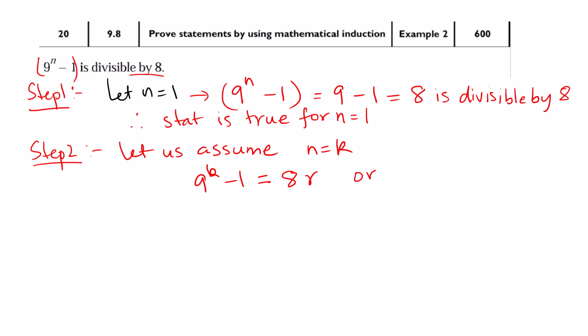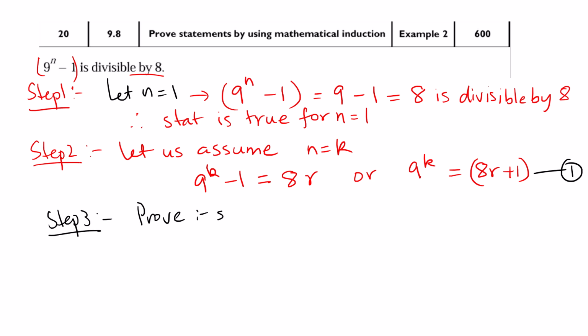Or if I move the 1 to the other side, the value of 9^k becomes 8r plus 1. Let's mark this number 1, and we are going to use this for the proof in step 3. So for step 3, we need to prove that the statement is true for n equal to k plus 1, the next term.